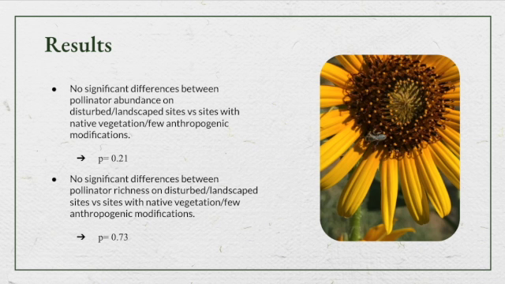The abundance of pollinators present did not vary between landscaped and natural areas. After conducting our mixed model regressions, we found that the p-value was about 0.21. The richness of pollinator species did not vary either between disturbed or natural sites. We found that after conducting our mixed model regressions, we had a p-value of 0.73.